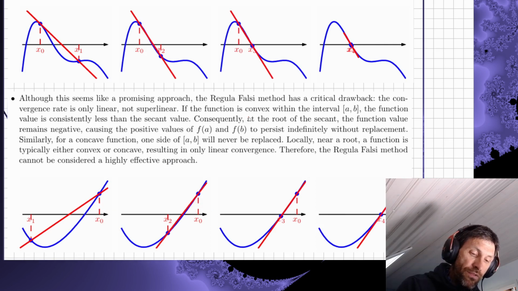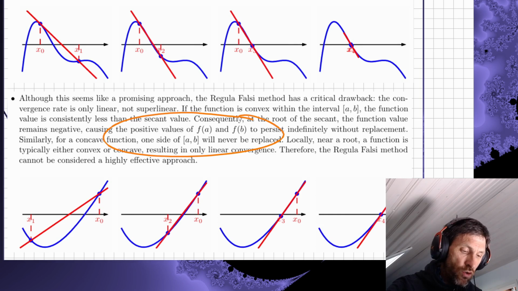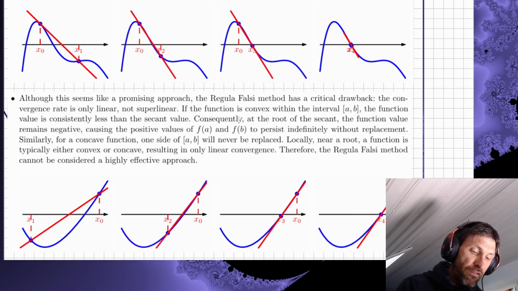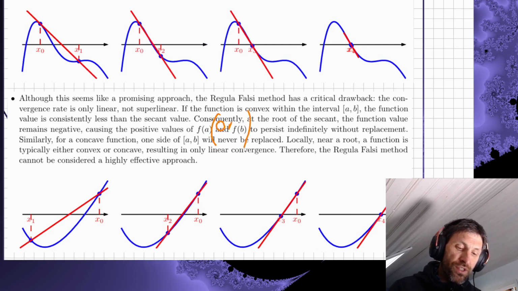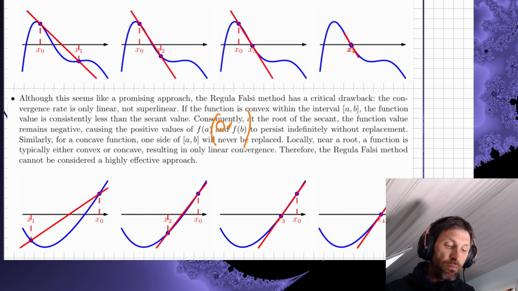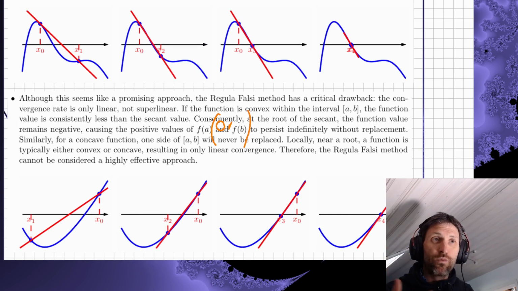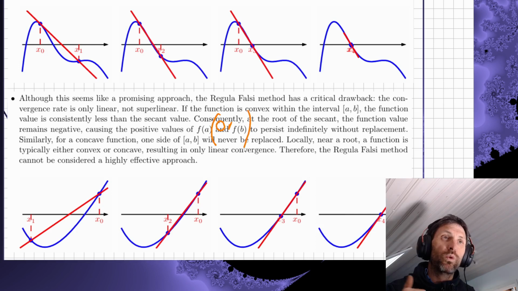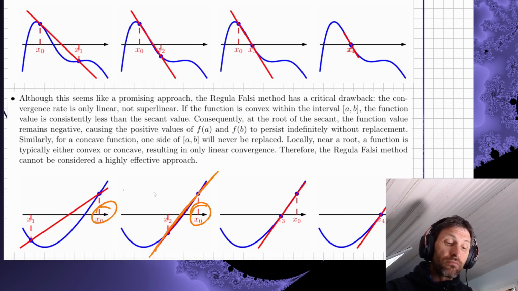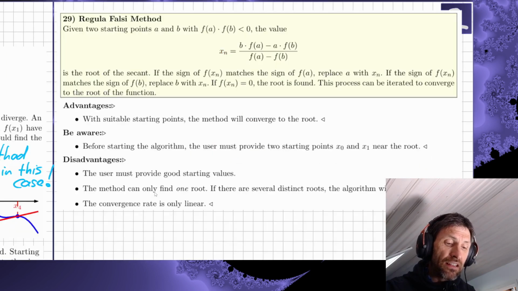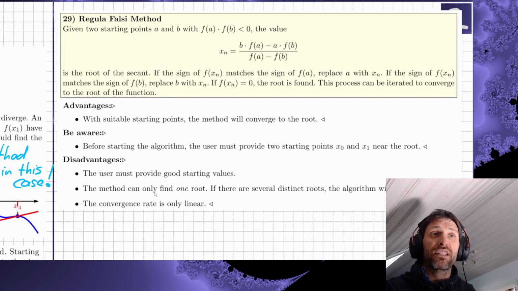And here, this is not completely correct. You should better write causing the positive values of FA or FB to persist indefinitely without replacement. So either A will never be replaced or B will never be replaced. And we can analyze that. We will do that later in the next video in detail. But in this video, we analyze by studying some examples.